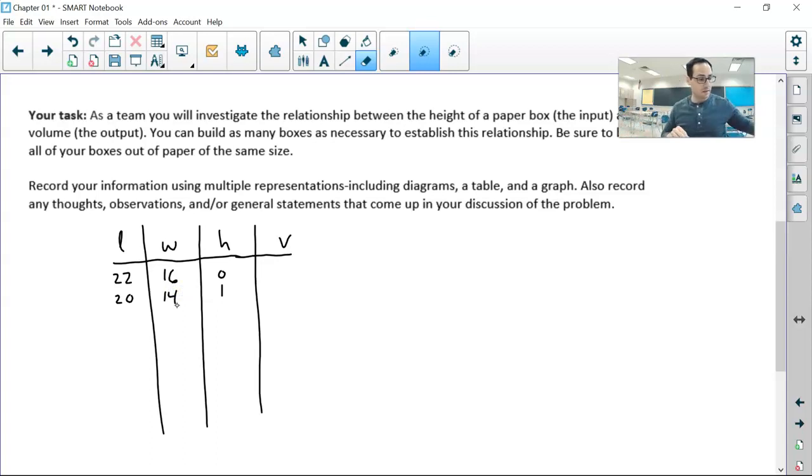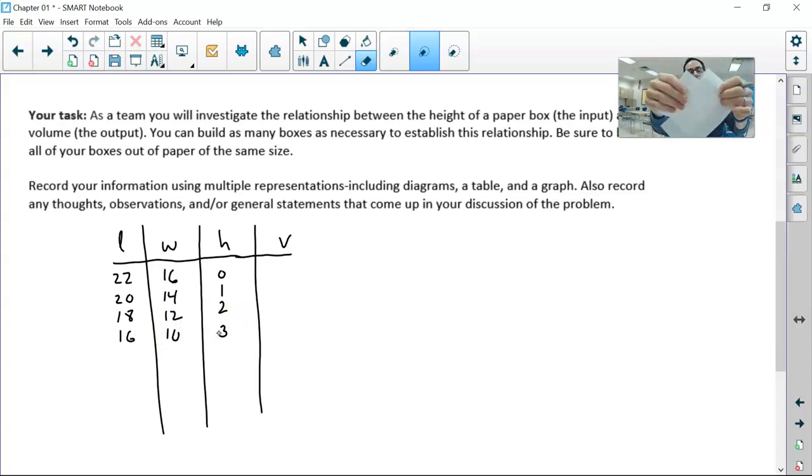Next, we'll do a 2 by 2 box out of each side. So we cut 2 out of each corner. So our length is now going to be 18. Our width is 12. And our height, when we fold it, is 2. So our height being 2, we have 18 by 12 by 2. Do the same thing. Now we took out a 3 by 3 on each side. So our length is going to be 16. Our width is 10. And our height is 3.